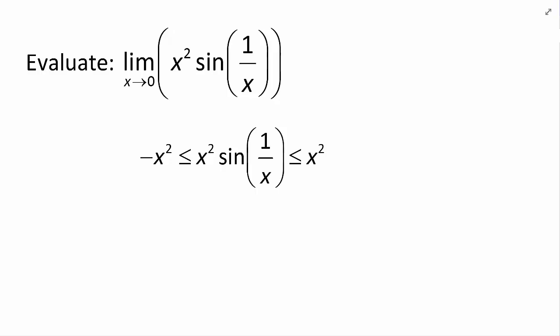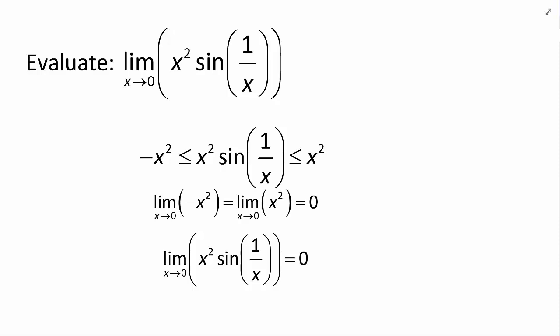So let's consider the limits of these upper and lower functions, the ones which sandwich our given function. We can see clearly that the limit of negative x squared as x approaches 0 will be 0, and the limit of x squared as x approaches 0 is equal to 0. And therefore, the limit of x squared times the sine of 1 over x is also equal to 0.